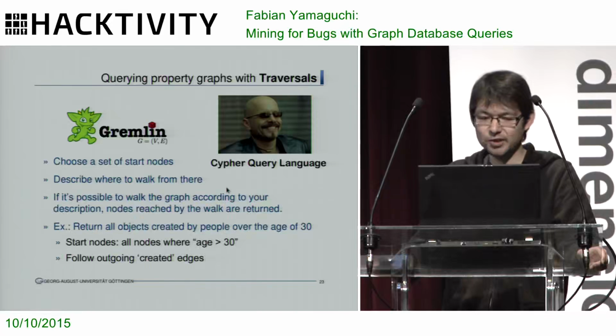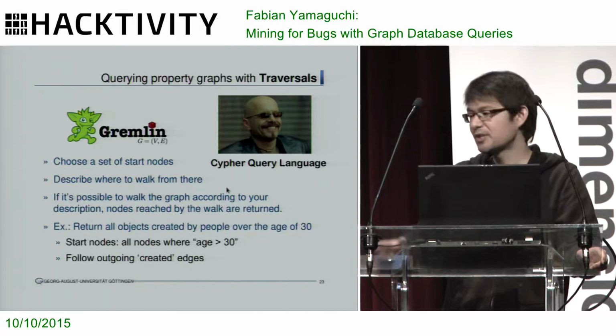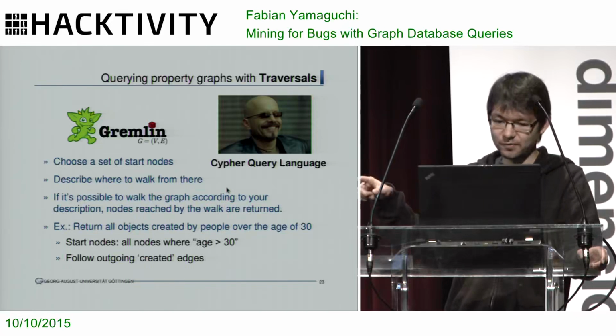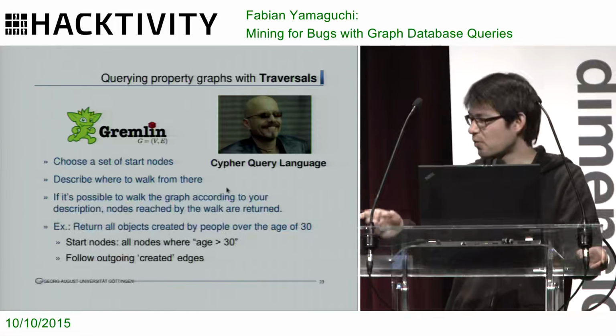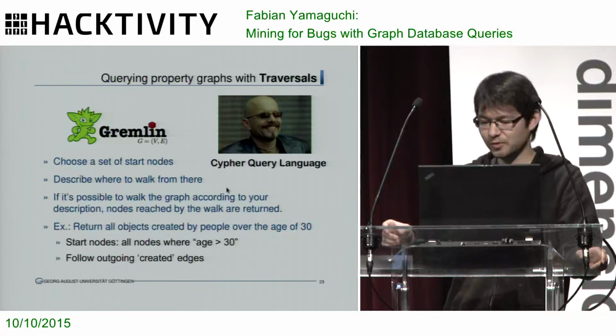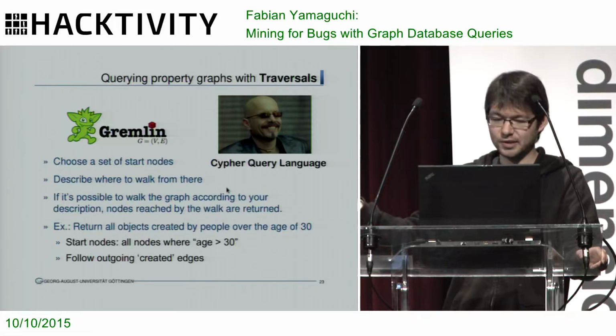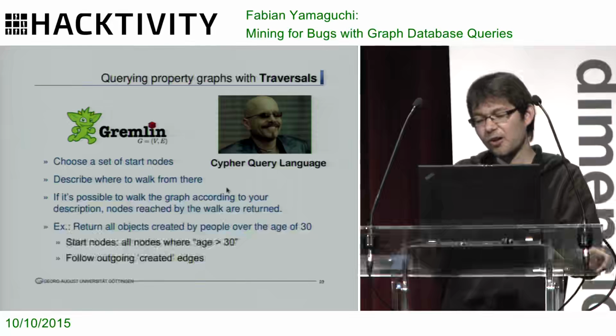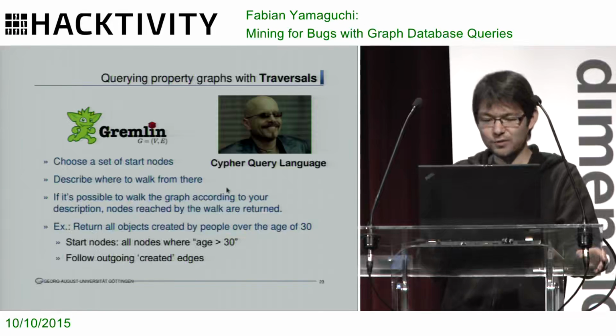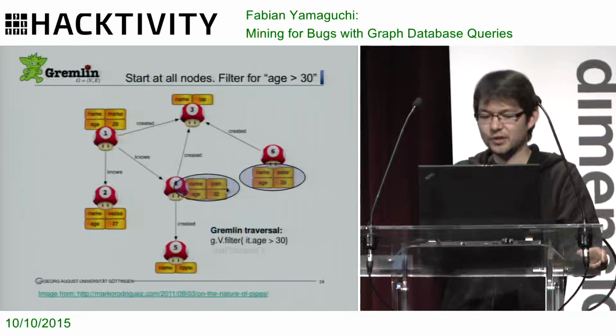And Gremlin is pretty basic. You choose a set of start nodes. Then you describe how you want to walk the graph. And if it's possible to walk the graph according to your description, the nodes that you reach will be returned. That's it. So for example, return all objects created by people over the age of 30. That would be the start node, so all the people with age bigger than 30, and then follow outgoing created edges. Right? So this is what that would look like in Gremlin.